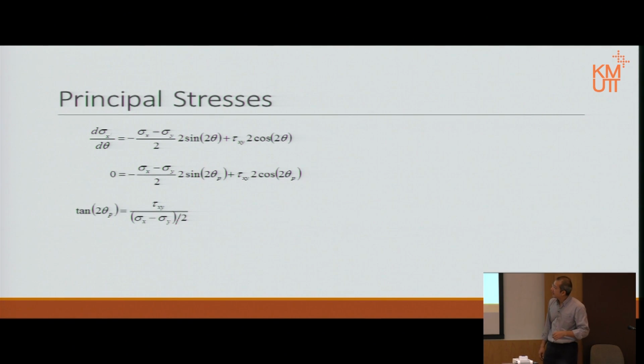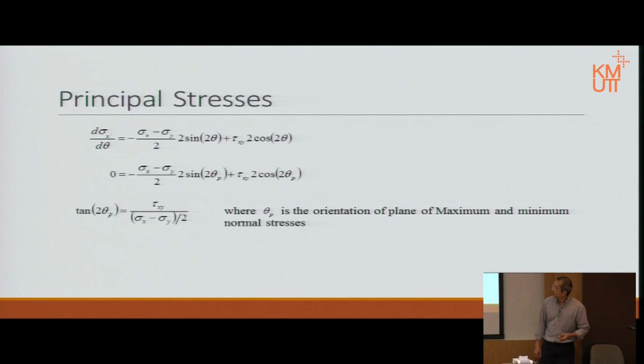Now, in that form, we can actually solve for theta using the tangent there. And of course, once we find theta, we can substitute it back into the equation we already have, sigma x prime. Then we can find out what the maximum or minimum value is. And as I said, theta p signifies the orientation of the plane of the maximum and minimum normal stresses, meaning it's the theta where you turn the element and you find the maximum and/or minimum normal stresses, which we call principal stresses, of course, maximum and minimum intact.